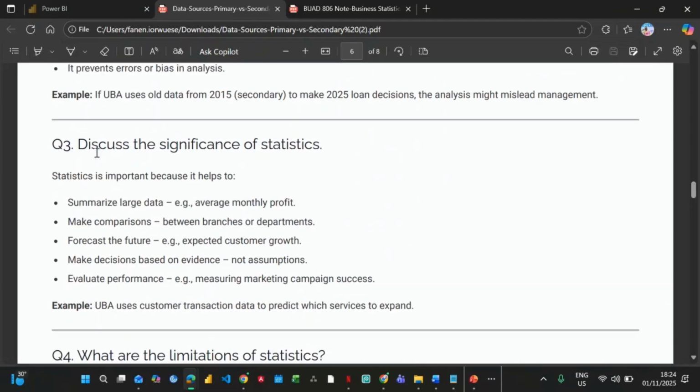So question number three was asking us to discuss the significance of statistics. So if we are just looking at the importance of statistics, right? Number one is summarize.